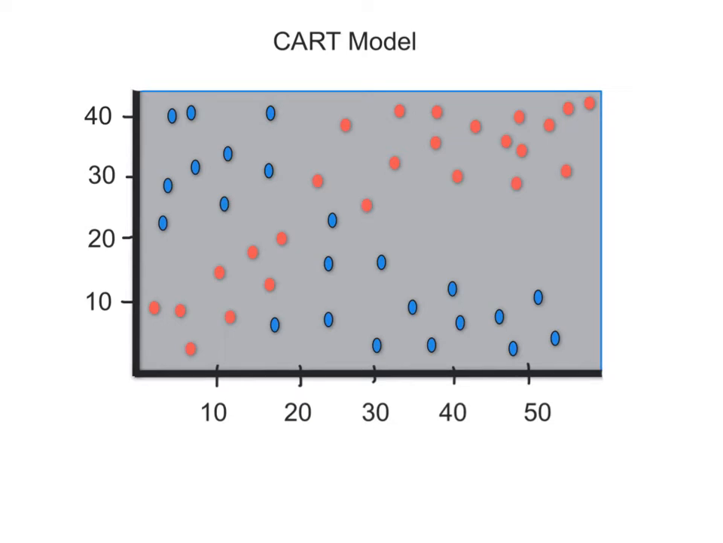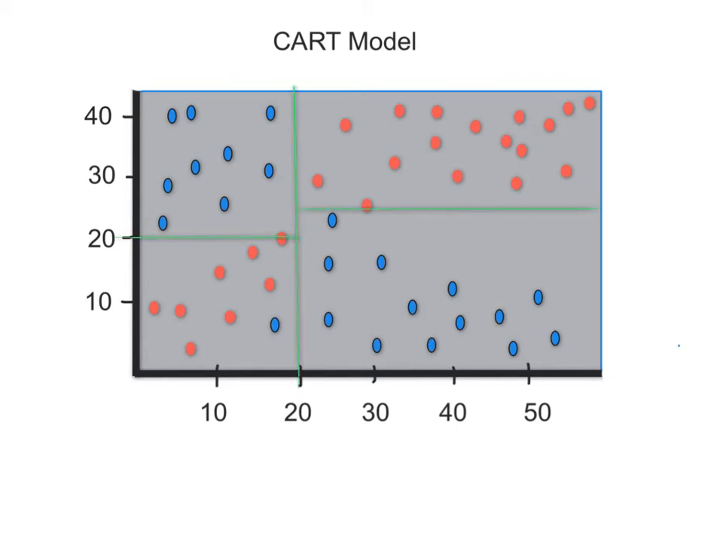In this case, we don't see any kind of line, kind of linear model. And so the appropriate method to use in this particular case is the CART model. And CART stands for the classification and regression tree. And that's the kind of model that we're going to use.